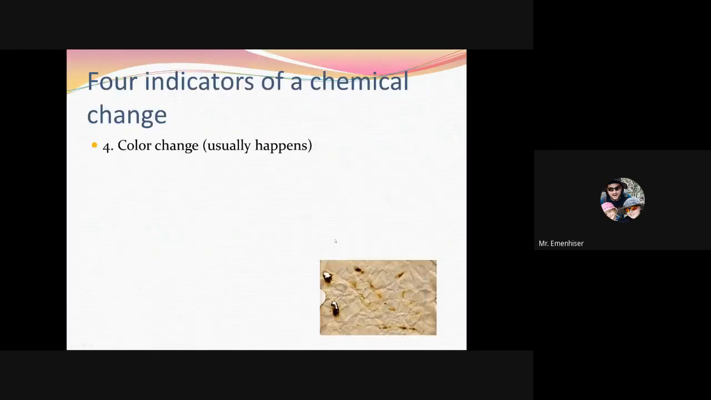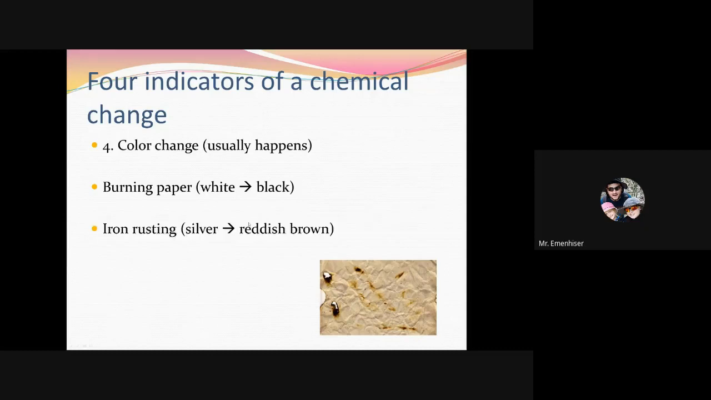If you create a color change, if you mix two things and the colors of everything changes, well, then you're making a new substance. If you burn paper, if the paper was white, now it's all black and burnt, that's a chemical change. Iron rusting, you started with a silver nail, and now it's this reddish brown powdery stuff, then that's a chemical change. Another chemical change that I had on top of my mind is a change in smell.